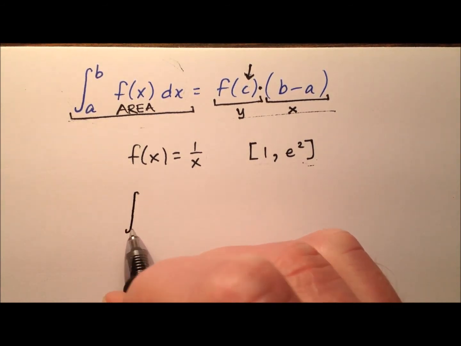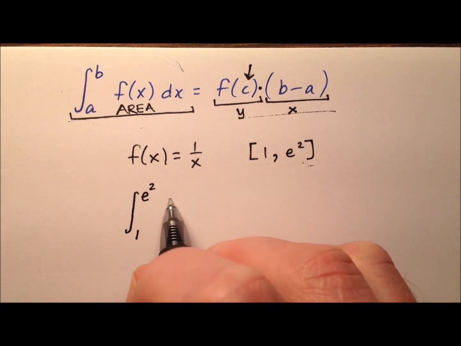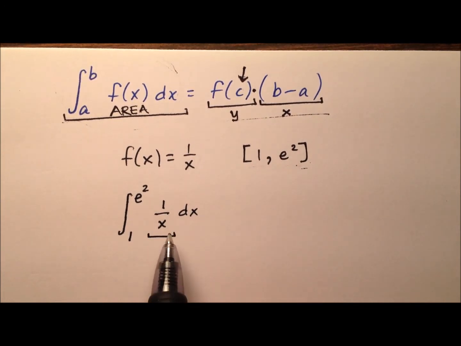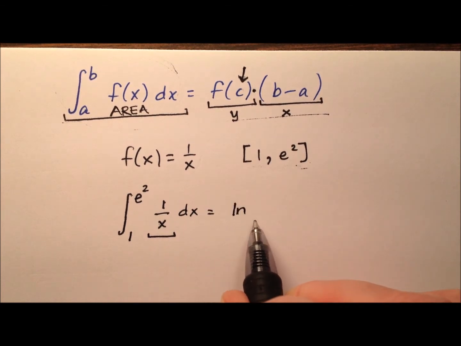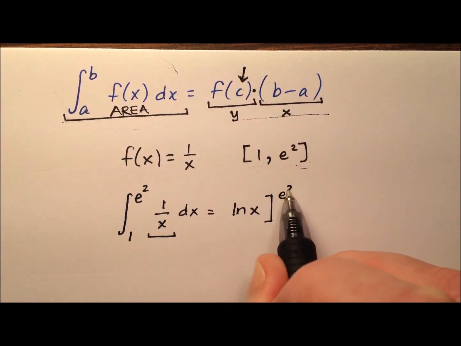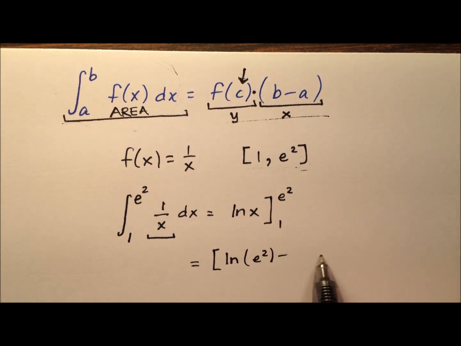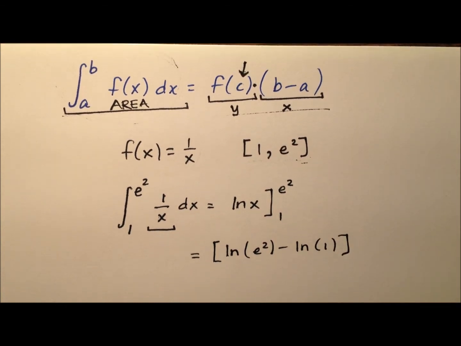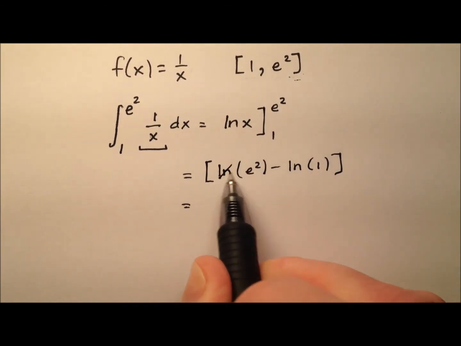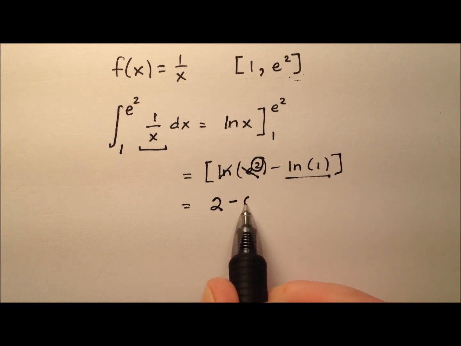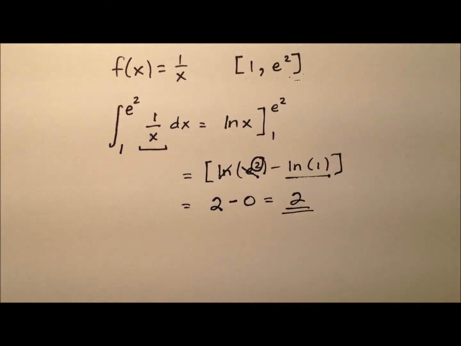Okay, so we're going to do this definite integral from 1 to e squared of our function 1 over x with respect to x. And this is not bad at all because the integral of 1 over x is just the natural log of x, and we're going to evaluate that from 1 to e squared. So let's plug this in. We have the natural log of e squared minus the natural log of 1. Well, the natural log and the e cancel each other out, and so we're left with just 2, and then the natural log of 1 is 0. So we're saying that the area of this region is going to be 2.